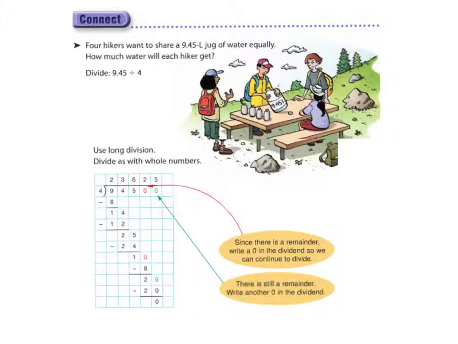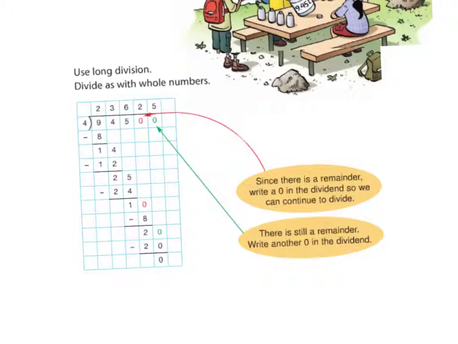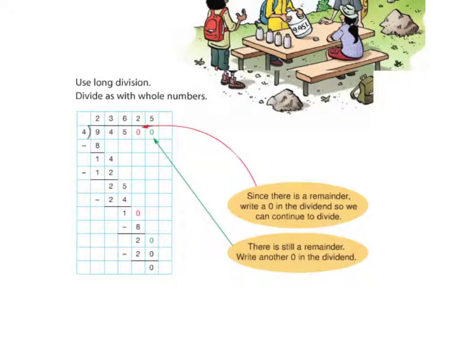So let's take a look at some examples of how we would do this. First, we have our problem. We have 4 hikers who wanted to share a 9.45 liter jug, or 9 and 45 hundredths of a liter jug, equally. So we're taking 9.45 and dividing it by 4. And here we have long division. With long division, we are going to begin like we would normally, remembering our estimate, multiply, subtract, bring down strategy.